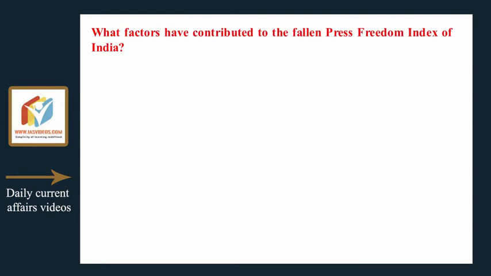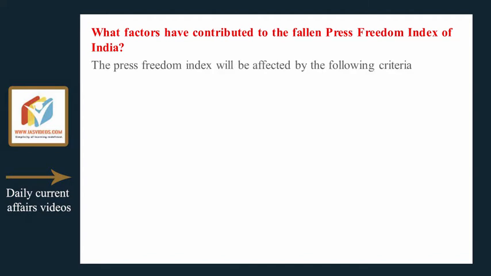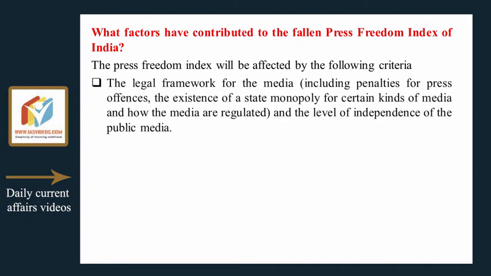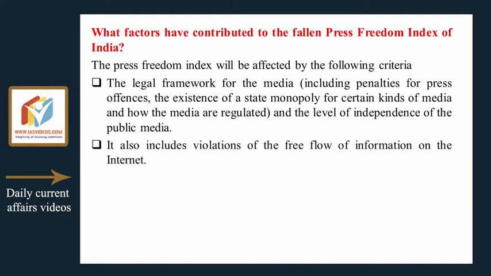What factors have contributed to the fall in Press Freedom Index of India? The Press Freedom Index will be affected by the following criteria. The legal framework for the media, including penalties for press offences, the existence of a state monopoly for certain kinds of media and how the media are regulated, and the level of independence of the public media. It also includes violations of the free flow of information on the Internet.